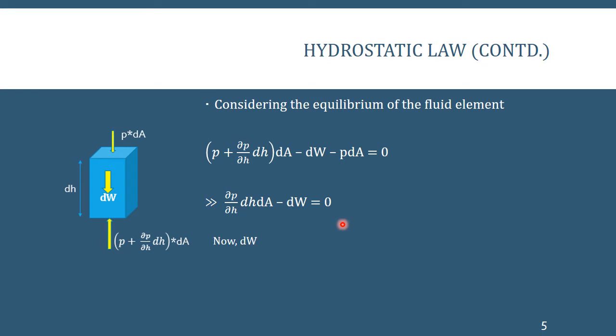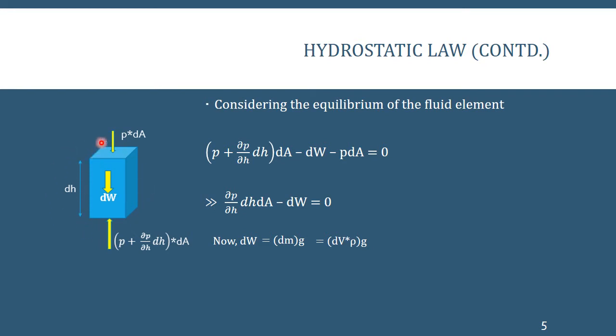Now about dW. What is dW? dW is the weight of the small fluid element. Now how can you express the weight of the small fluid element? Weight is given by mass into gravity. So dW will be equal to dm into g, where dm is the mass of the fluid element. Now how do you express the mass of a particular quantity? Mass is given by volume into density. So the small dm can be written as dV into density. dV is the volume of the fluid element. Now, what is the volume of the fluid element?